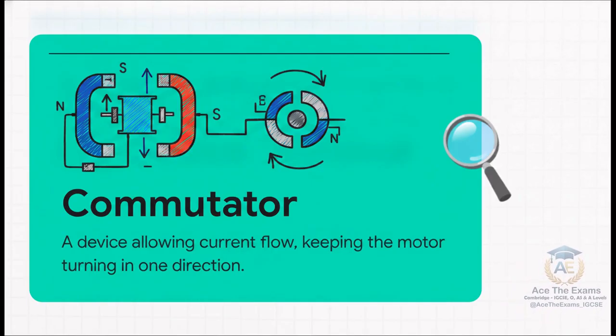the commutator. The split ring commutator is a spinning connection ring that cleverly reverses the electrical connections to the coil every single half turn. Just as the coil flips over, the current flips too. This ensures the forces always push in the same rotational direction, keeping the motor turning smoothly and endlessly. If you forget to mention the commutator reversing the current, you kiss your top grade goodbye.